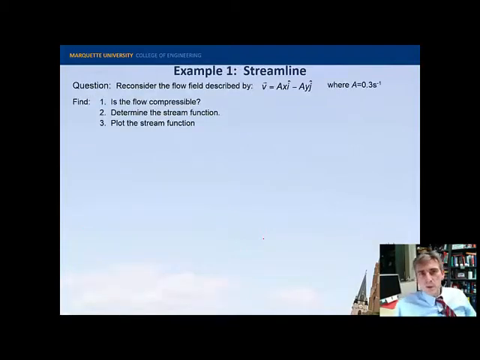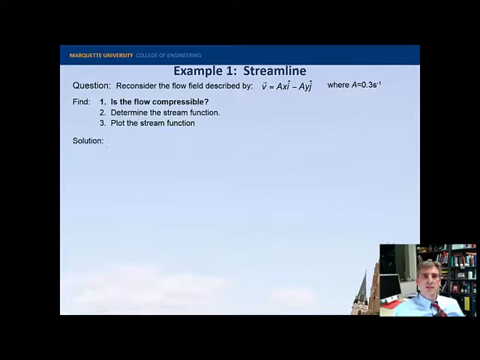All right, so I thought we would do an example now to highlight some of the things that we learned in this lecture. Consider a flow field given by the velocity vector x times a in the i direction and minus a times y in the j direction, where a is 0.3 reciprocal seconds. What if I asked you to find if the flow is compressible or incompressible, and determine the value of the stream function, and then plot it and tell me what you think the flow field is?